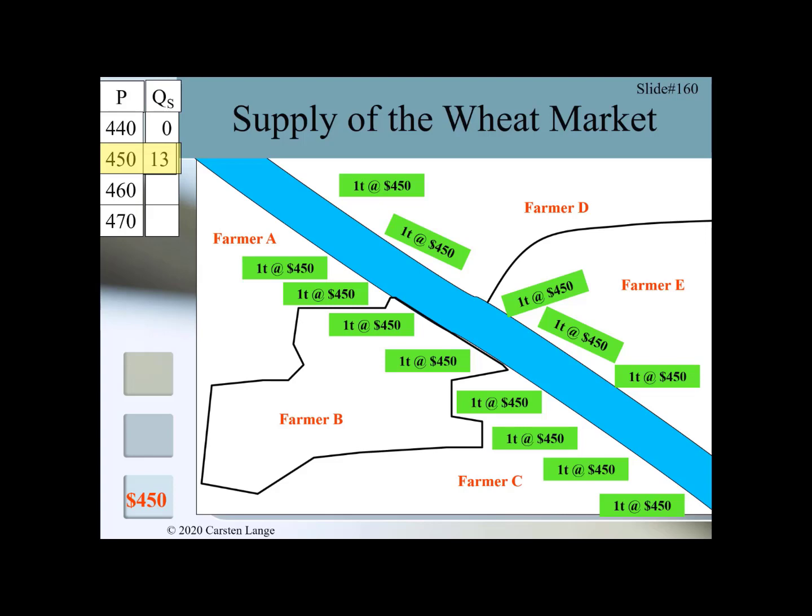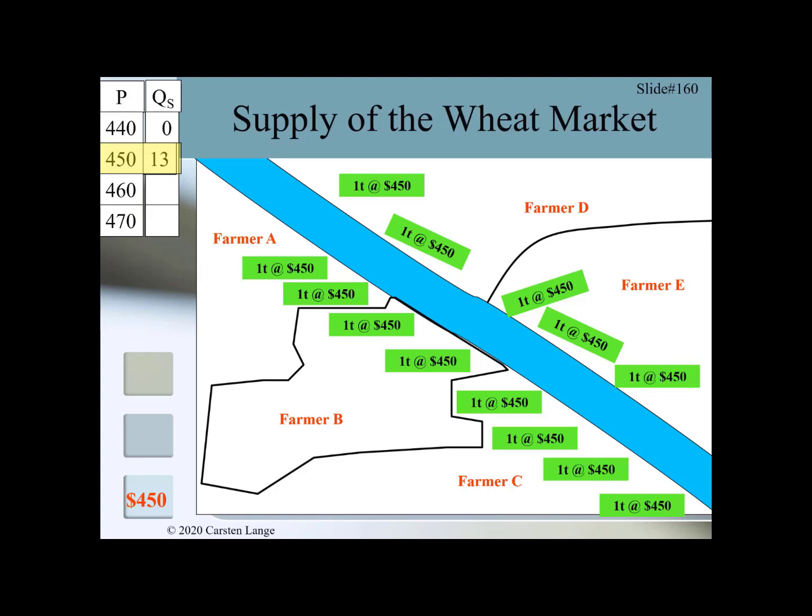Therefore, the farmers will only produce wheat on the most fruitful fields, and if you count the fields, you will get the tons of production, because on each field the farmer produces 1 ton of wheat. This adds up to 13 tons of wheat supplied quantity for the market.